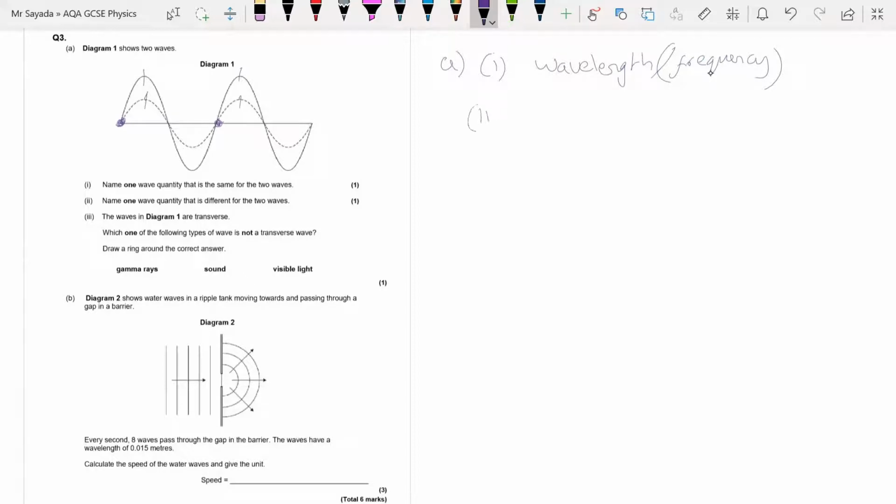A quantity that's different for the two waves, well, their amplitudes are different. So this one has an amplitude like that, whereas this one has an amplitude like that. So their amplitudes are different.